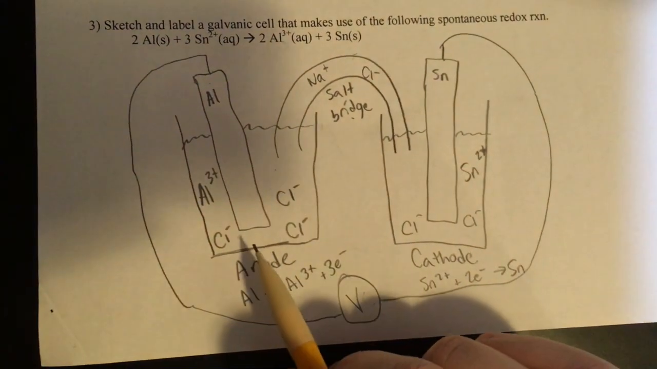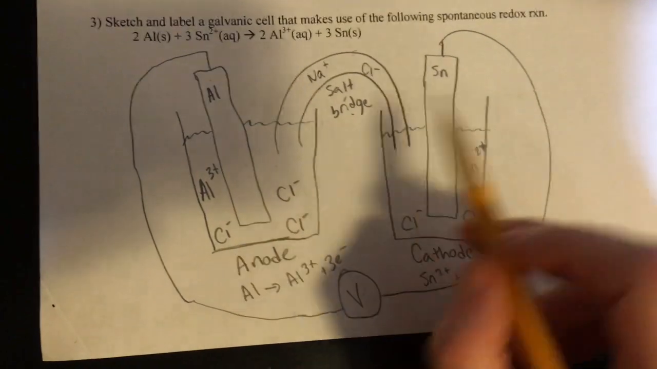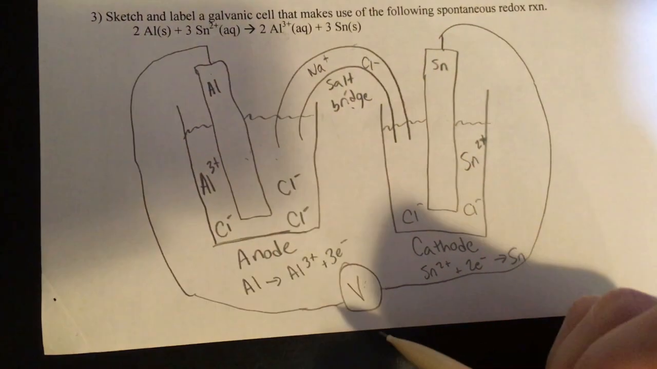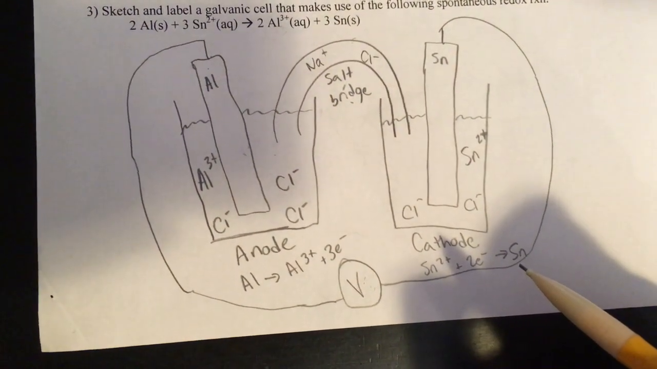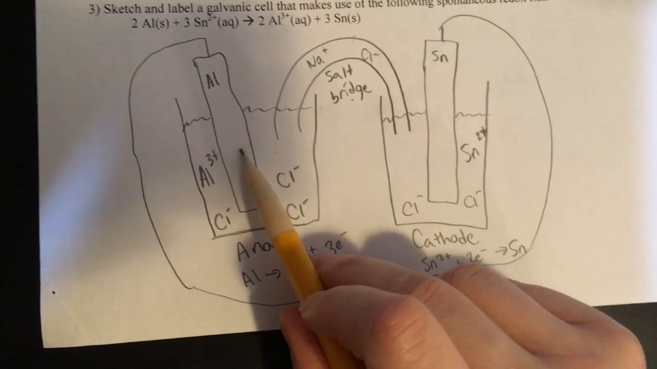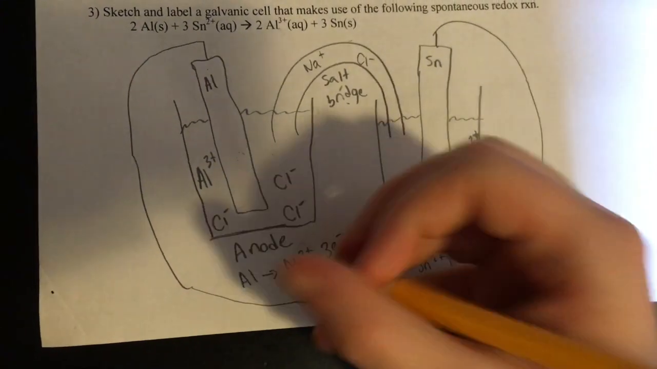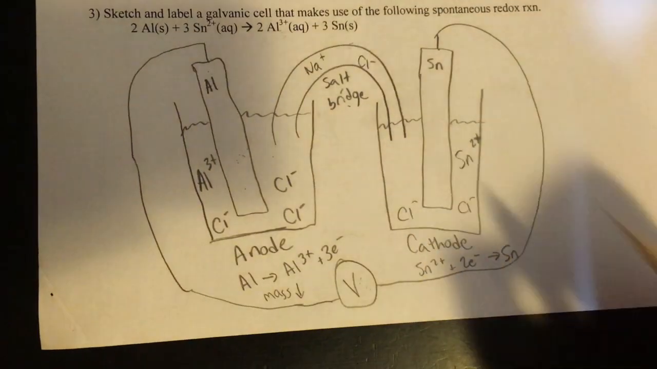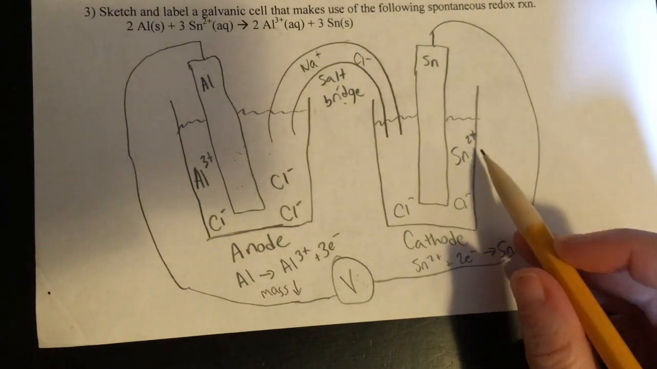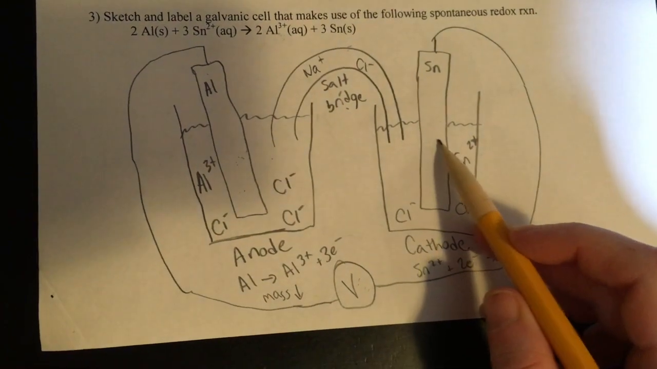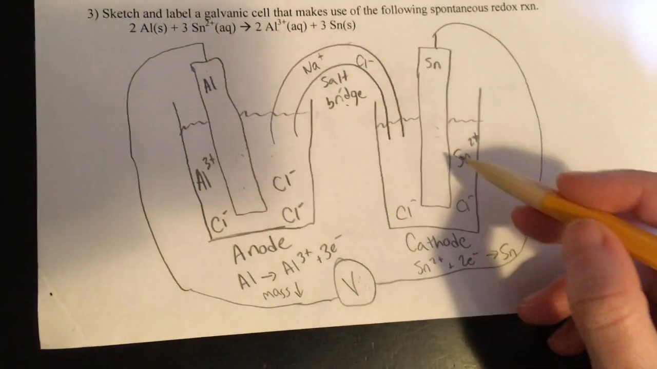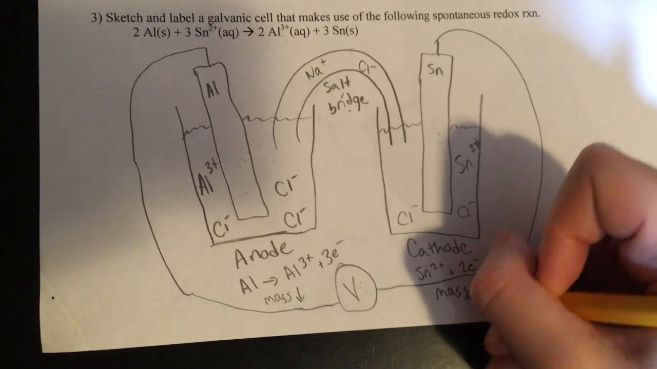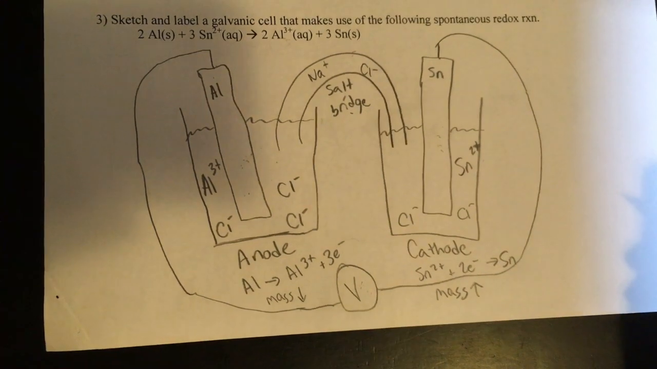And so we could also say what's happening to the mass of these 2 electrodes, the anode and the cathode. Take a minute to label that if you haven't already done that. So the solid aluminum ions are essentially dissolving into the solution. So the mass of our aluminum strip is going to go down. For tin, we've got ions in solution that are essentially going to form solid tin and coat the outside of this metal strip, this electrode. And so the mass of the cathode is going to increase.